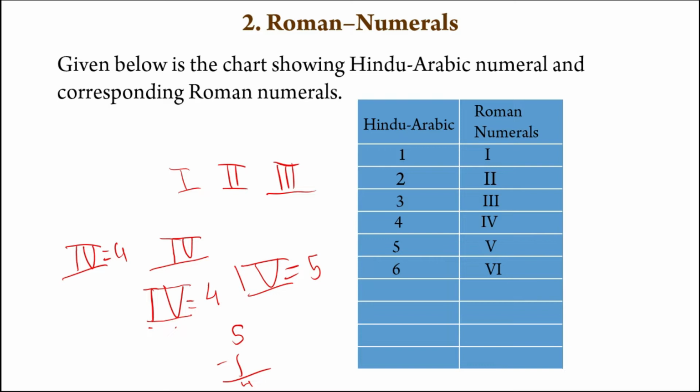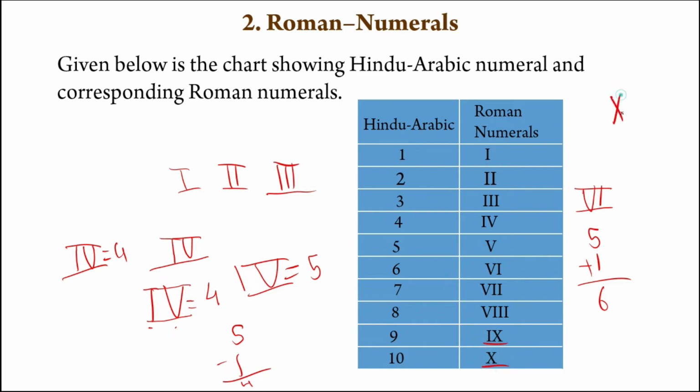6 is written as VI. If we have any Roman numeral on our right hand side, we add it. It is like VI. That means V is 5 and I is 1. We add it, we get 6. 7 is VII. 8 is VIII. 9 is IX. And 10 is X. As you can see here also, 9 is written as IX and 10 is written as X.